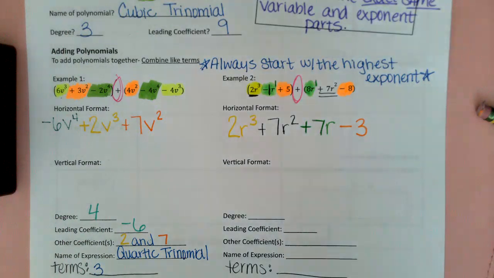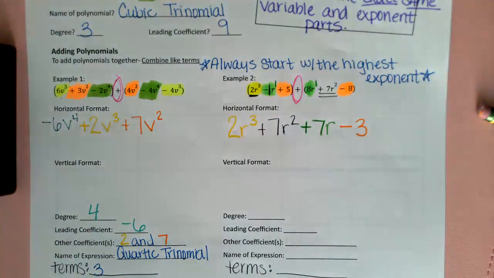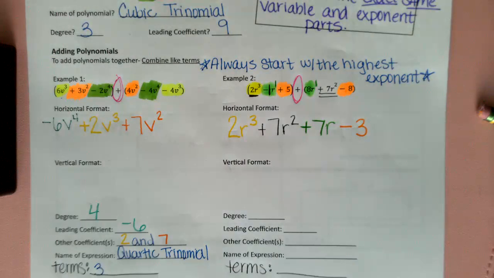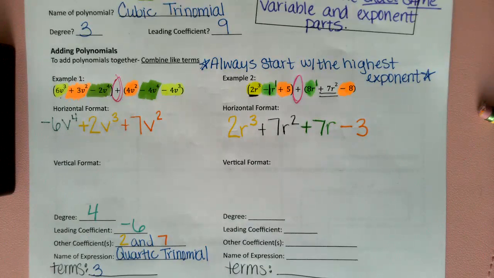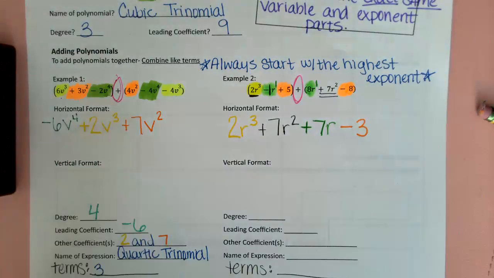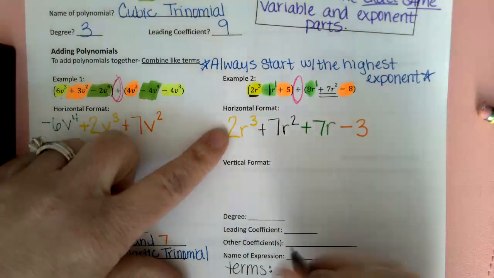Now, my question for you guys, are we all awake? Hopefully so. Is to count how many terms there are. How many terms are there? I have them all in different colors. There are 4 terms.